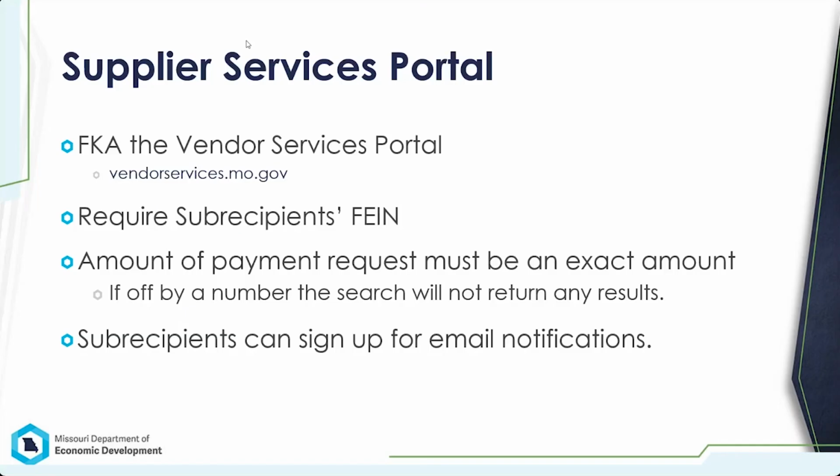There's the supplier service portal, which is formerly known as the vendor services portal. This is where sub-recipients can go to check to see where the payments are at and when payments will be issued. It does require their TIN, and the amount of the payment request must be an exact amount. If it's off by even a penny, the payment won't show up. Sub-recipients can sign up for email notifications on the supplier portal, so the services portal should send out an email that says, hey, your payment has been processed and will reach your account.